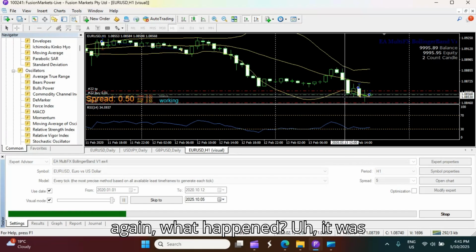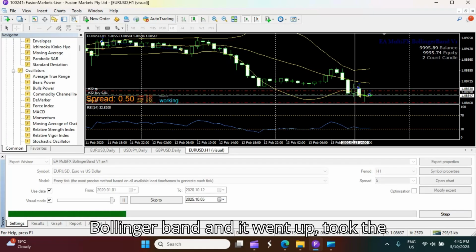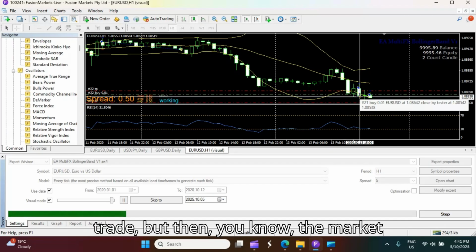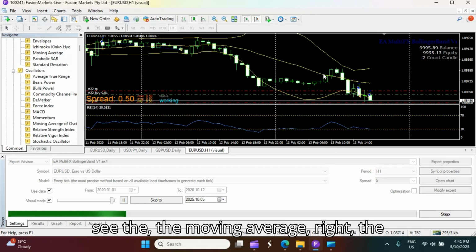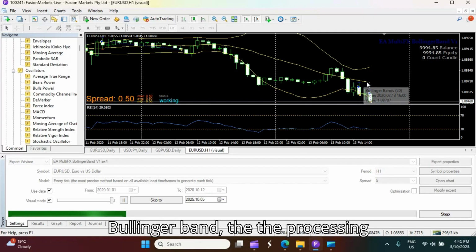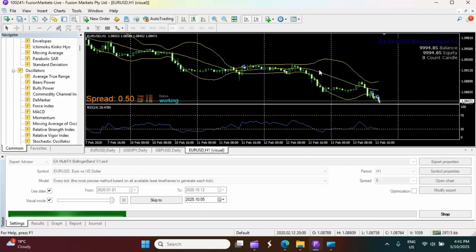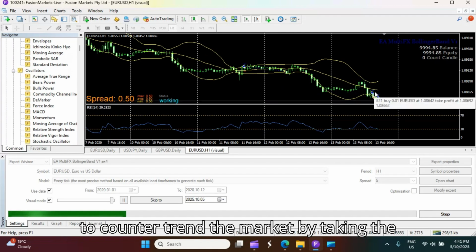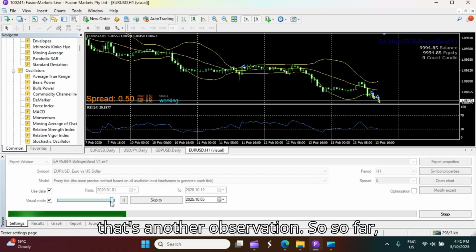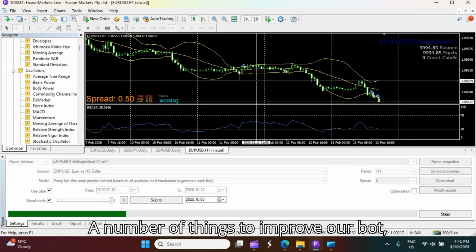Again, what happened? It crossed the Bollinger Band on the upside, and it went up, we took the trade, but then the market went down. We can also see the 20 period moving average of the Bollinger Band. The price hasn't crossed above it. So that's another clue that the market is actually trending down, and we're trying to counter trend the market by taking the trades on the upside. That's another observation. So far, we can look at a number of things to improve our bot.